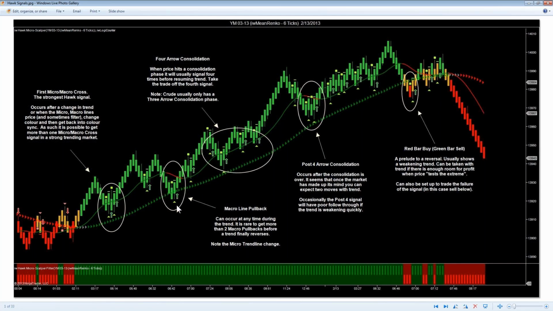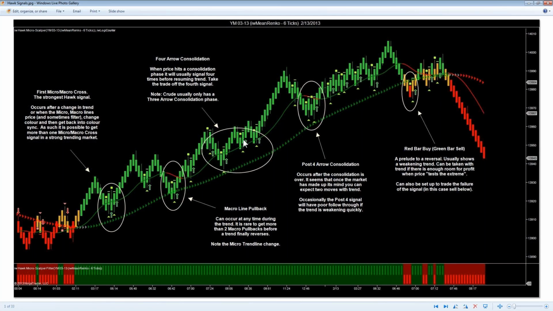The macro pullback signal, or if you want to call it a micro pullback signal, it occurs when the market starts to pull back. Everything stays in sync except the micro line. The micro line will change color. Your bars remain the same color though. Your filter remains the same color. Your macro line stays the same color. And you produce a signal. But the only thing that changes there is the micro line.